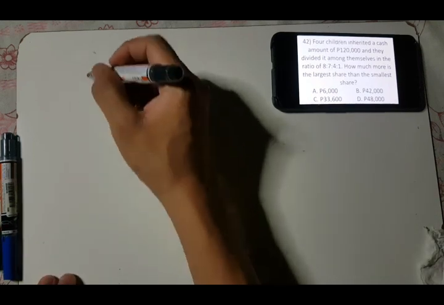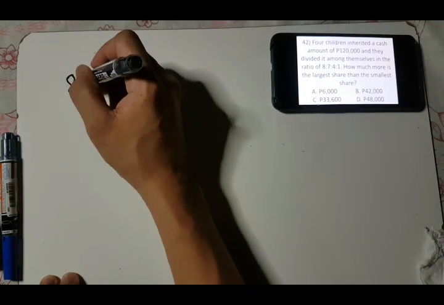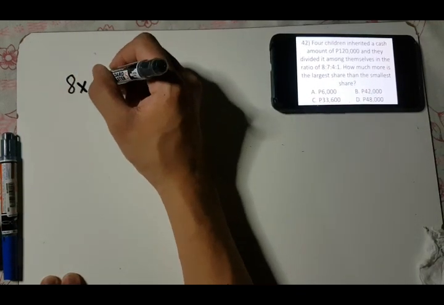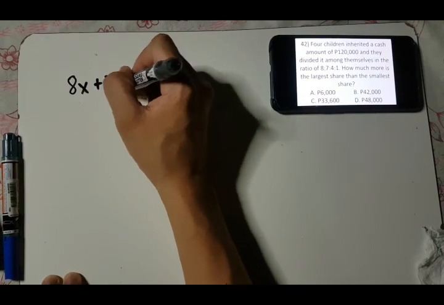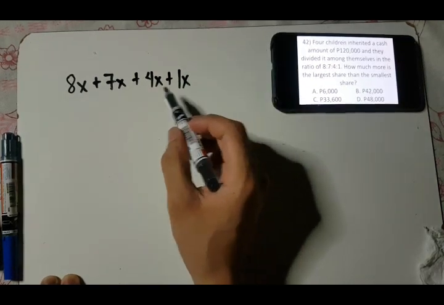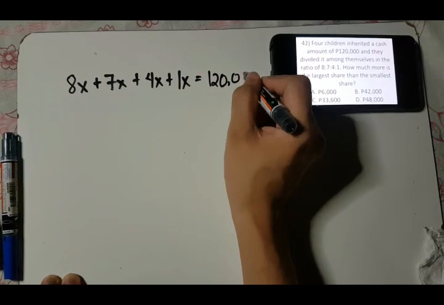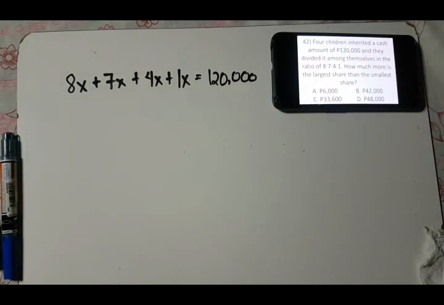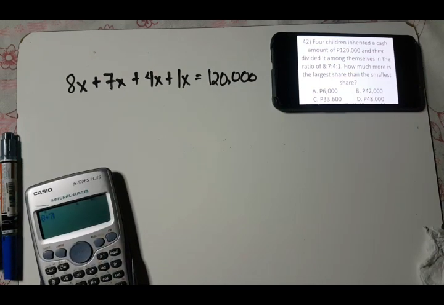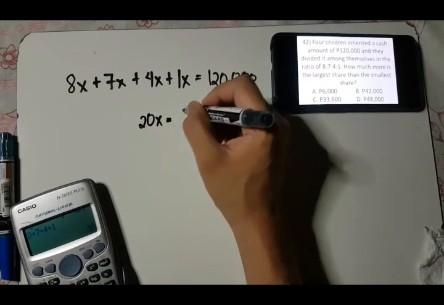How much more is the largest share than the smallest share? So, sabi sa problem, ang sum daw ng ratio na 8:7:4:1 is 120,000. So, let natin as 8x, 7x, and 4x, and 1x yung hatian ng magkakapatid, which is equal to 120,000. So, just add. So, 8 plus 7 plus 4 plus 1, that is 20x is equal to 120,000.